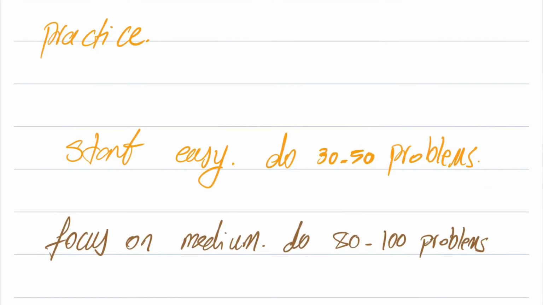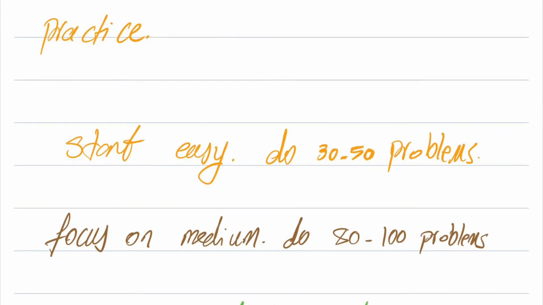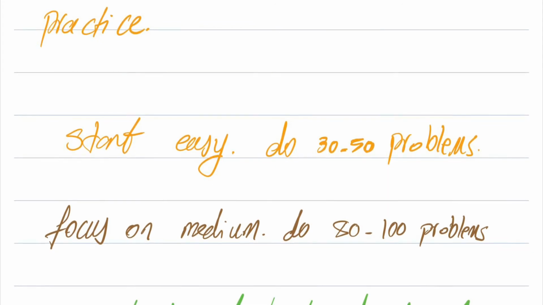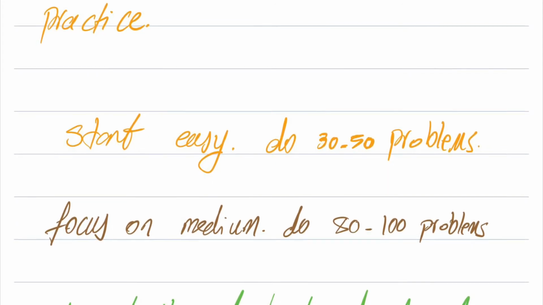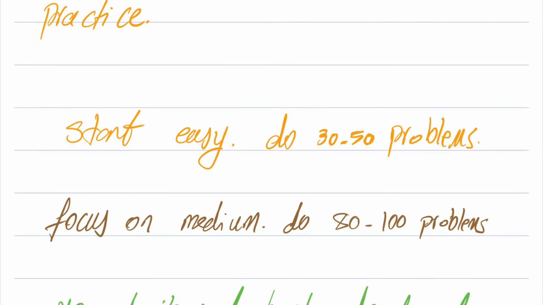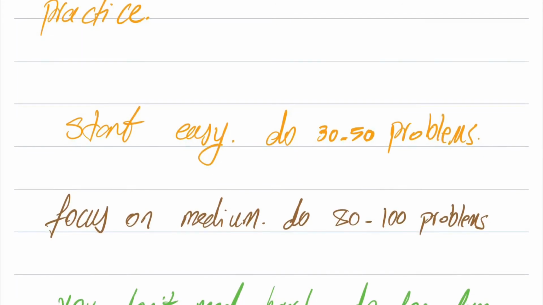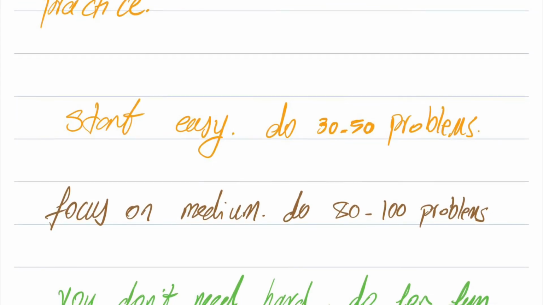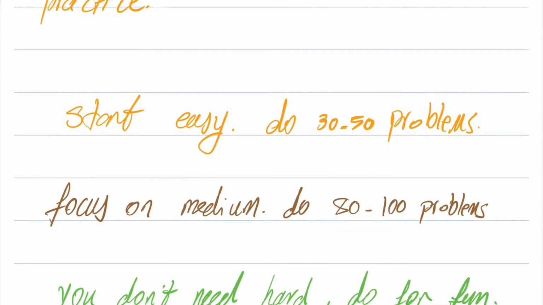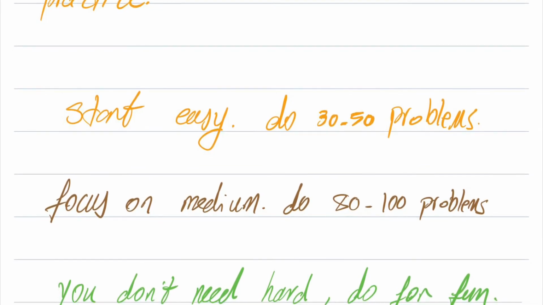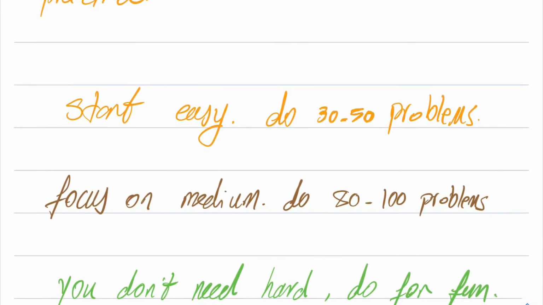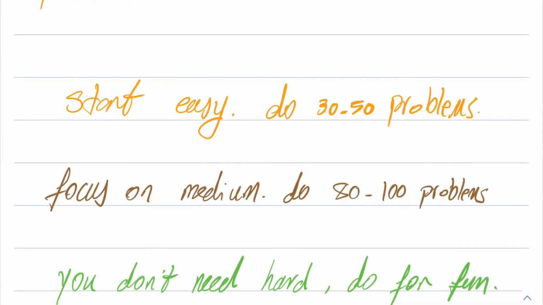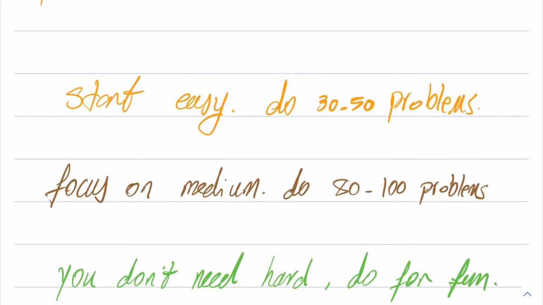And you can see what data structure is being used, and what algorithm is being used. And then over time, it goes into your mind. Once you see a problem, it reminds you of a specific data structure or a specific algorithm, and then it basically flows naturally. So I would suggest start with easy problems, solve 30 to 50, and then focus on medium problems. I would suggest 80 to 100 medium problems, because medium problems are the ones where you can actually use that algorithm and data structure knowledge.